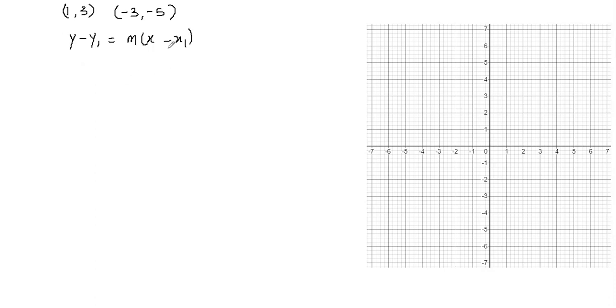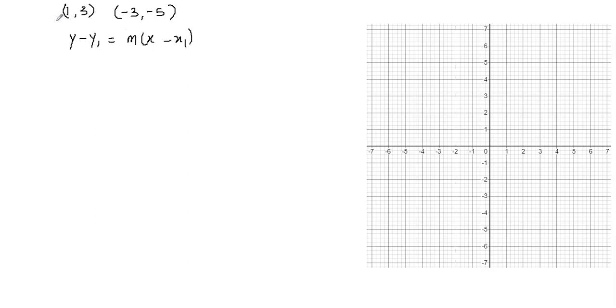Now in order to write the equation of a line in point-slope form, we need two things. We need to know the slope and we need to know a point. So that's why it's called point-slope form. You need a point and you need a slope to write the equation of a line. Now we're not given the slope, but we're given 2 points and we're going to use these 2 points to find the value of the slope.